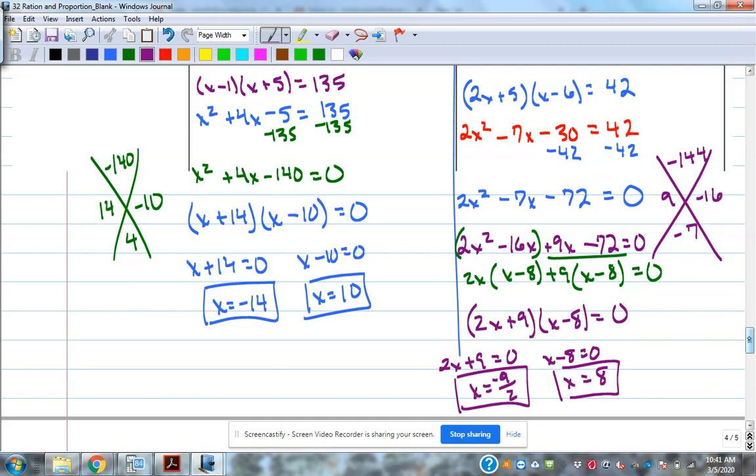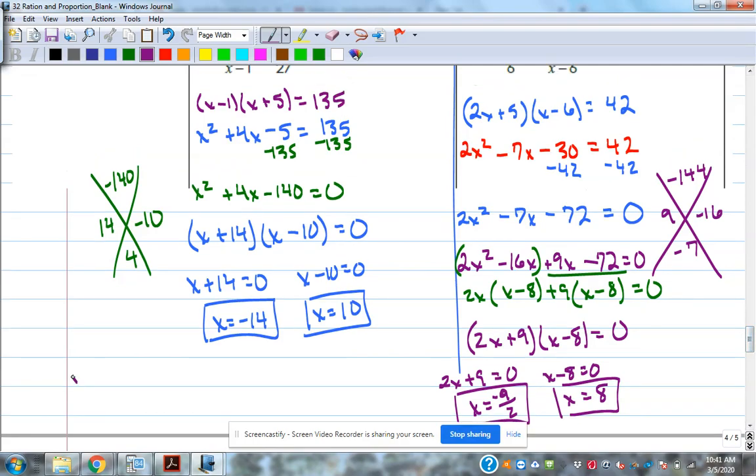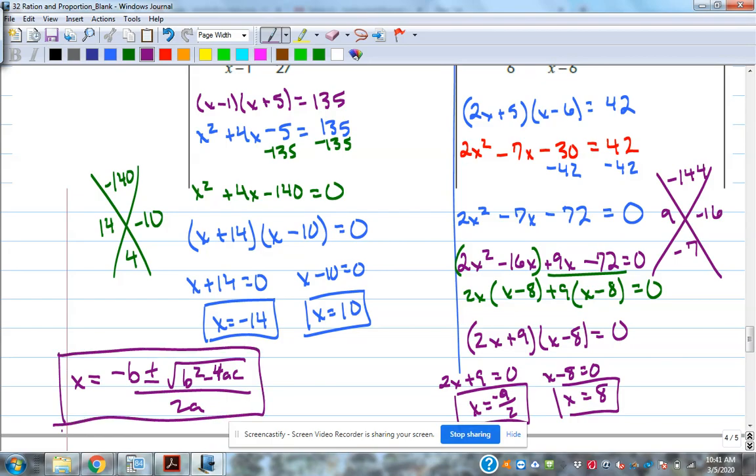If you wanted to do quadratic formula, remember it's x equals negative b plus or minus radical b squared minus 4ac divided by 2a. So if you want to use quadratic formula, you can do that. And it works. You get the same answers if you simplify.